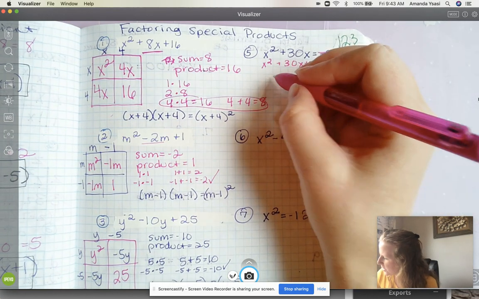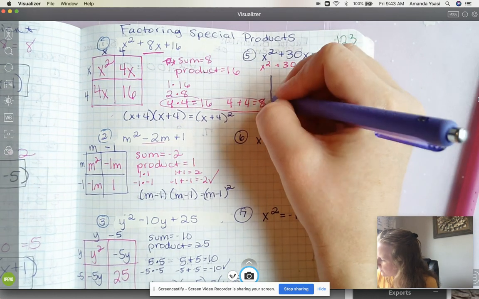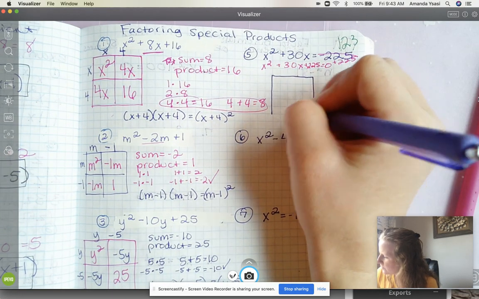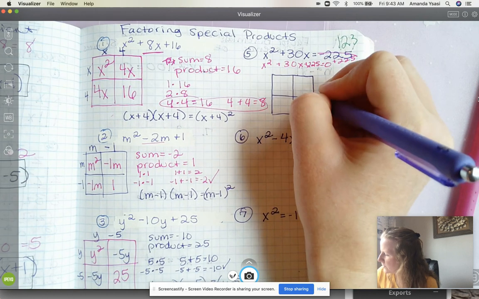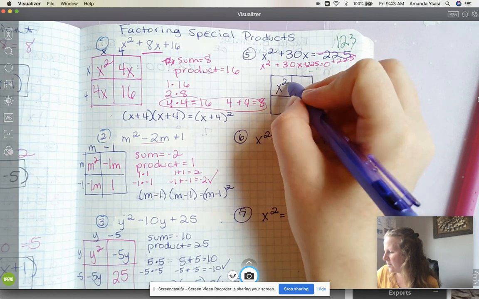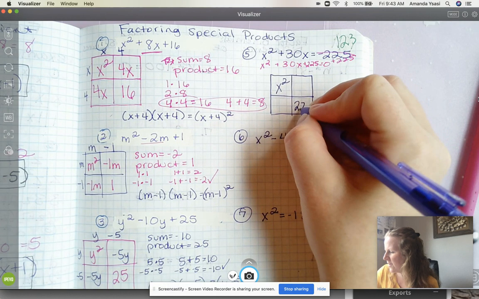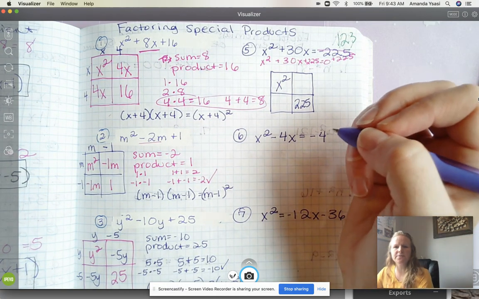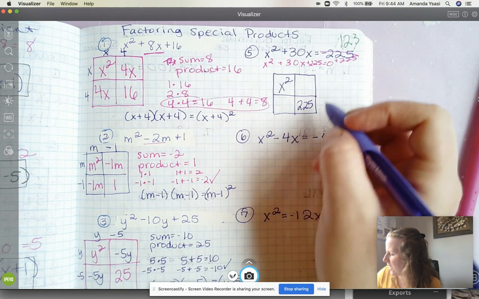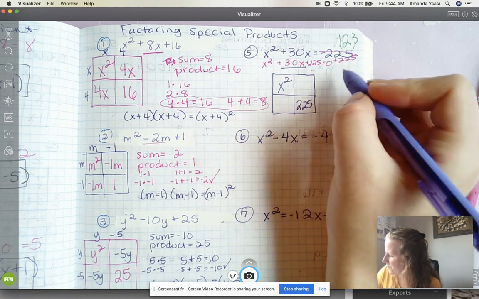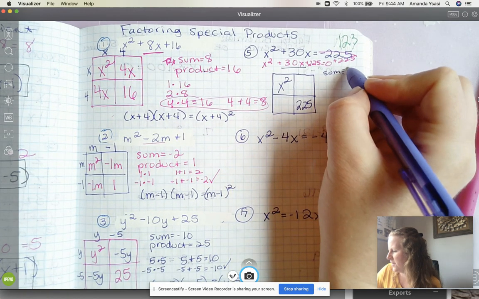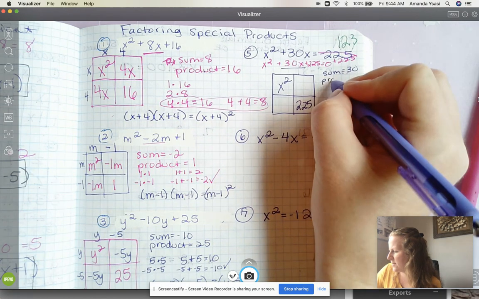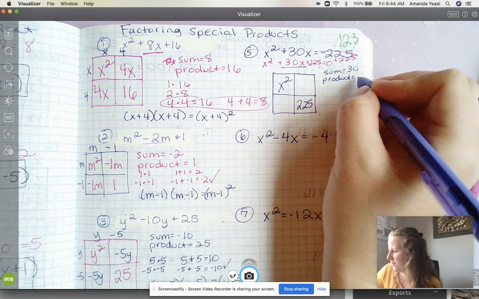So then we're looking at this is x squared. This is 225. And it's positive. Everything's positive. So we're looking at a sum of 30 from a product of 225.